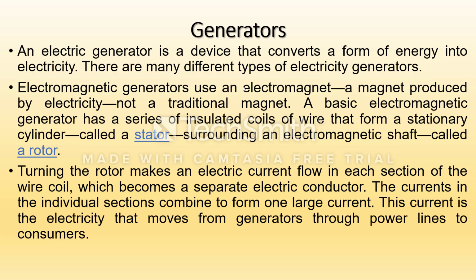A basic electromagnetic generator has a series of insulated coils of wire that form a stationary cylinder called the stator, surrounding an electromagnetic shaft called a rotor. Turning the rotor makes an electric current flow in each section of the wire coil, which becomes a separate electric conductor.